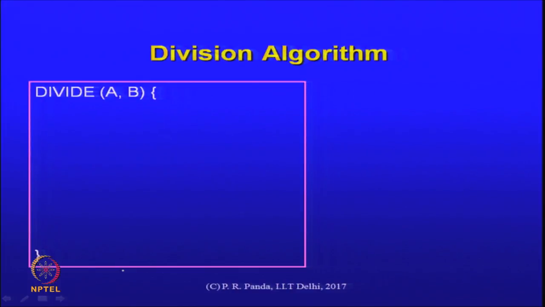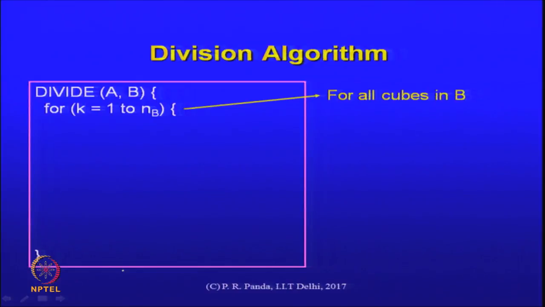So, my divide algorithm, which essentially divides A by B, can be in general the following. For k equals 1 to nb, where nb is the number of cubes in B, A is divided by B here. So, what are we doing? We are going through all the cubes I have in the set B.